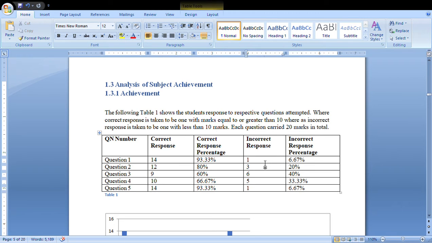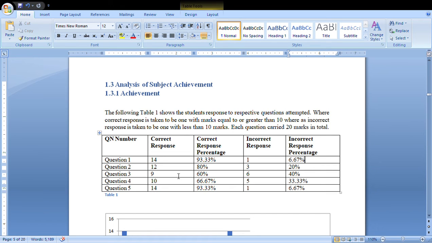So that only leaves one student who got less than 10. Getting less than 10, we take that as an incorrect response. So that's just the one student. We can get this by taking 15, which is the total number of students, and subtracting 14, and you have 1. To get the incorrect response percentage, you do the same thing again. You have 1 divided by 15, and then you multiply that by 100, and you get 6.666%. So the incorrect percentage is 6.66%. That was for question 1.